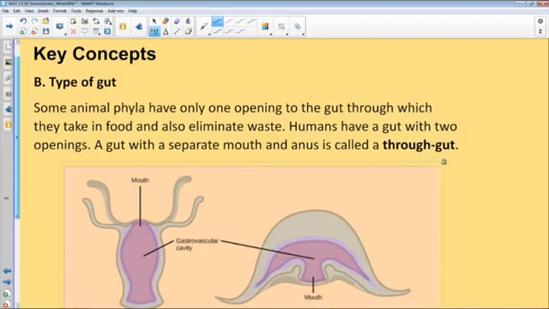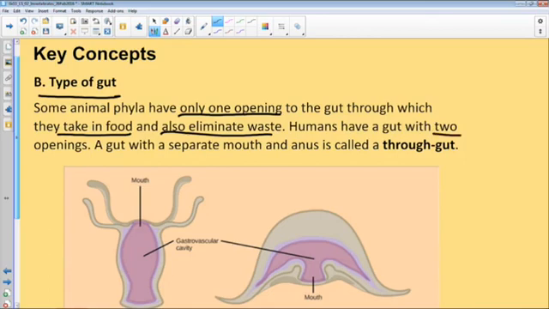So cool, we've looked at symmetry. Let's look at the next concept. Organisms can also be classified according to their gut system, or the type of gut that they have. So what do we mean by type of gut? Some animals have only one opening to the gut through which food is taken in and also eliminated. So we refer to that passage of food as the gut. Humans, if you look, have two openings.